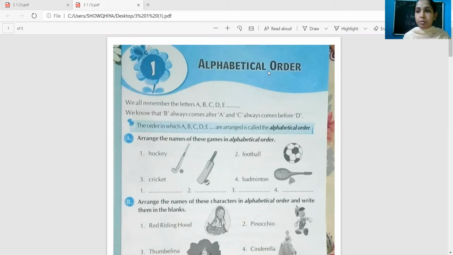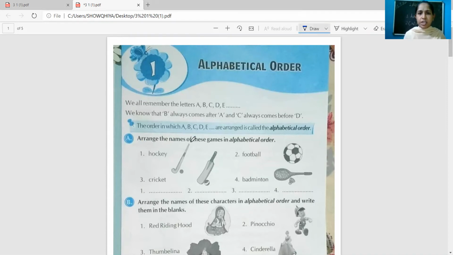What is chapter number 1? Can you all read, children? It is alphabetical order. We all remember that A, B, C goes on, as I have already told you. Shall we see the first exercise here? I'm keeping my pencil here, children.